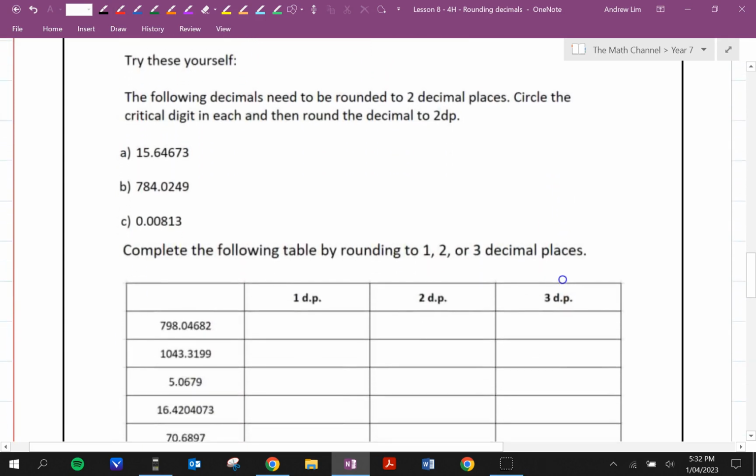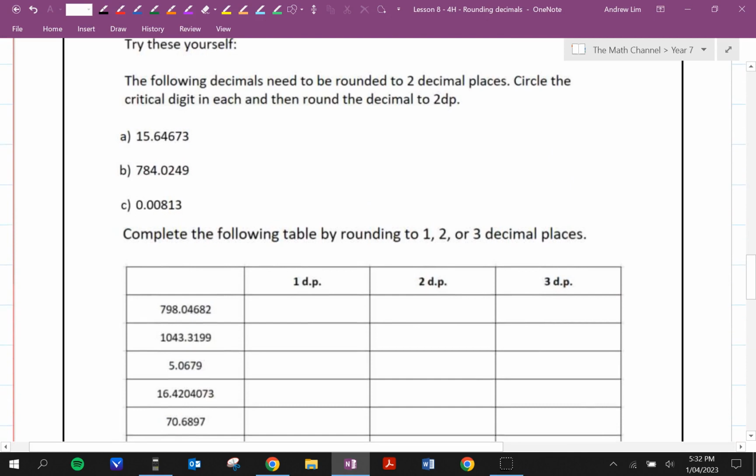So, I might do these three with you, and then I'll get you to work on this table. So the following decimals need to be rounded to 2 decimal places. Circle the critical digit in each, and then round the decimal to 2 decimal places. So because we want 2 decimal places, the critical digit is the 3rd decimal place. So 1, 2, 3. Let's just circle all of them. Right, we ignore everything else, all the other ones.